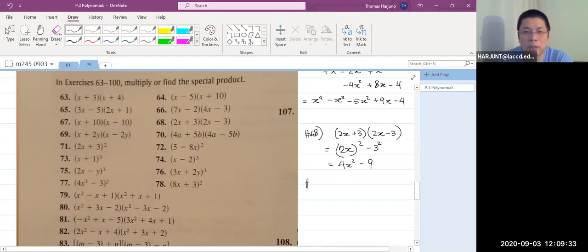How about number 72? That's 5 minus 8x being squared. The first term is 25 coming from 5 squared, minus 2 times blah times blah, plus blah squared. Thomas, it's kind of hard for me to memorize that. Can I just FOIL it?